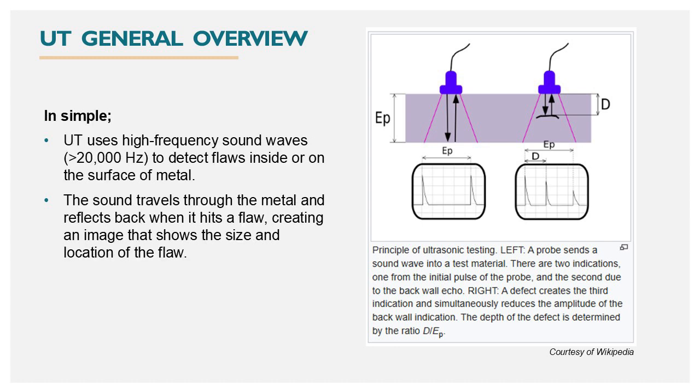In simple terms, UT uses high-frequency sound waves greater than 20,000 Hz to detect flaws inside or on the surface of metal. The sound travels through the metal and reflects back when it hits a flaw, creating an image that shows the size and location of the flaw.